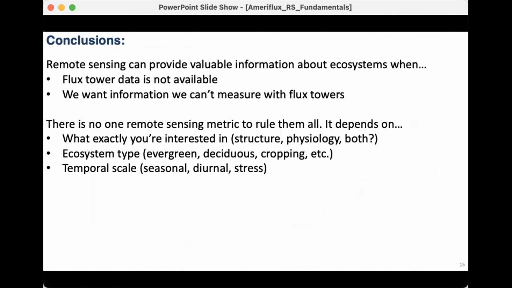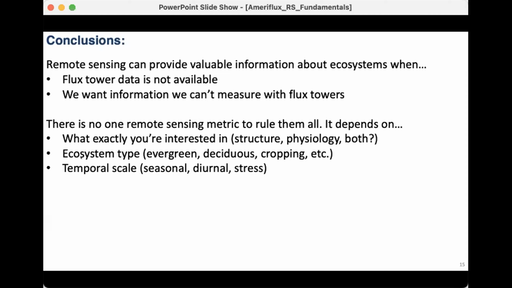Okay, so some conclusions before I pass it over to Josh. Remote sensing can tell us valuable information about ecosystems when flux tower data is not available, or when we want information that we can't measure with fluxes, so pigment data, understanding the photosynthetic capacity of ecosystems. There's also no one remote sensing metric to rule them all. It all depends on what exactly you're interested in. If it's the structure, the physiology of the plants, maybe it's both.